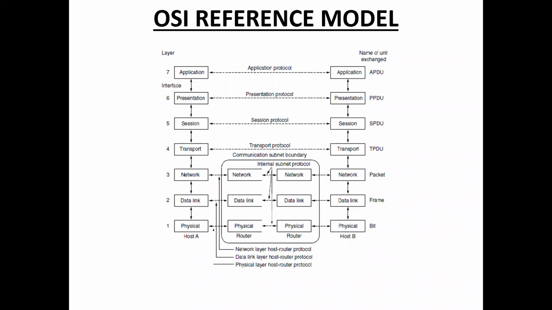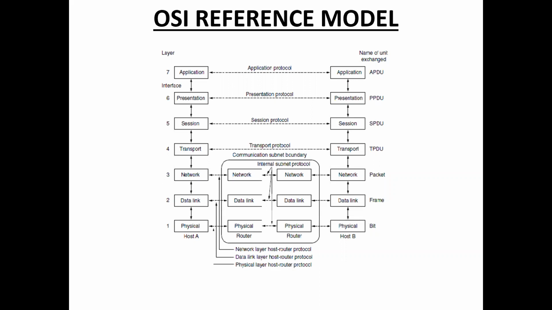Next one, presentation layer. The main functions of the presentation layer are translation, encryption and decryption, and compression. The data from the application layer is extracted here and manipulated as per the required format to transmit over the network. So these are the different functions of the presentation layer.